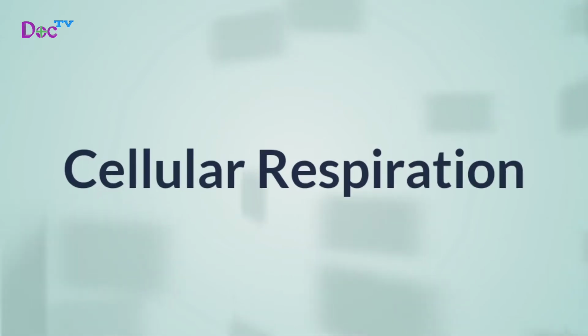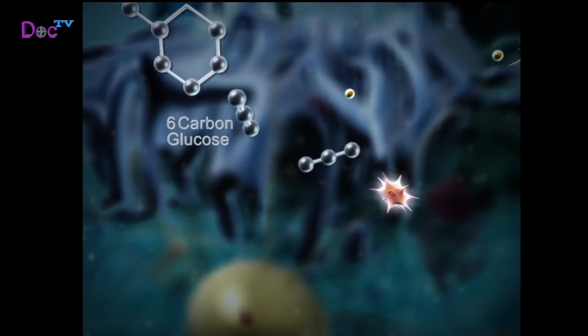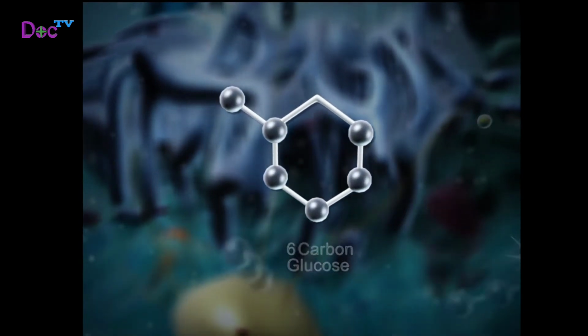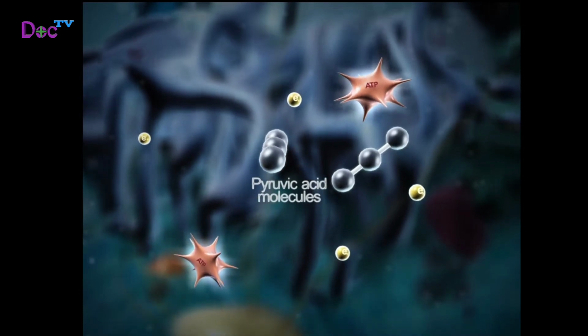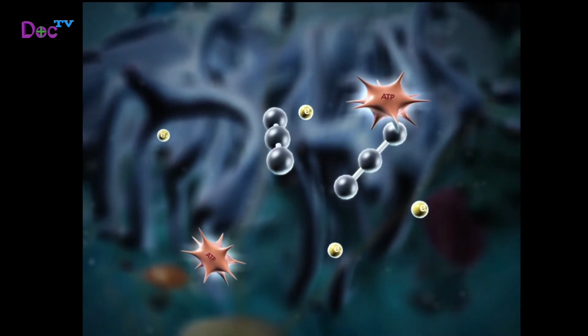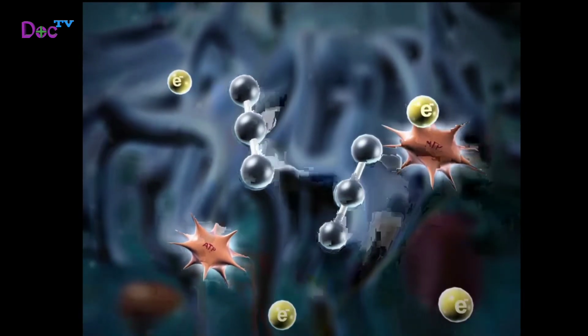Cellular respiration comprises three main steps. It begins when glycolysis breaks down a 6-carbon glucose molecule, producing two 3-carbon pyruvic acid molecules and a net gain of 2 ATP molecules, which the body uses as cellular energy. High-energy electrons are released.